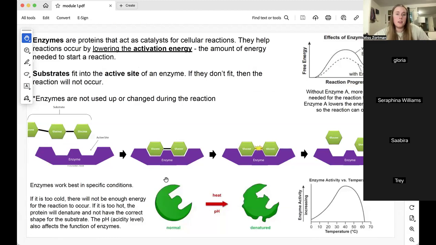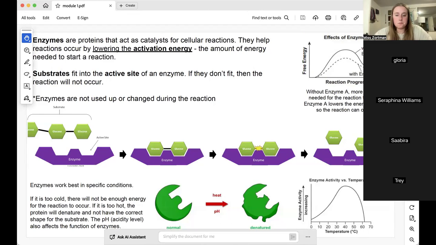Okay, enzymes. Every year I've been teaching, enzymes have been such a big part of at least a few questions. So please make sure you are somewhat familiar with these. Enzymes are, again, a protein, and they act as a catalyst. That word catalyst means that it is going to work to speed up a reaction.